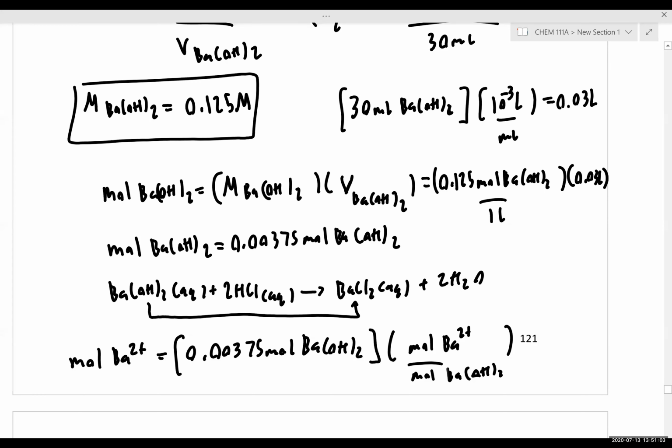Looking at our formula, how many moles of barium are found per mole of barium hydroxide? One to one, exactly right. So we have 1 mole of barium 2 plus per 1 mole of barium hydroxide. So we know that our moles of barium 2 plus are 0.00375 moles of barium 2 plus.